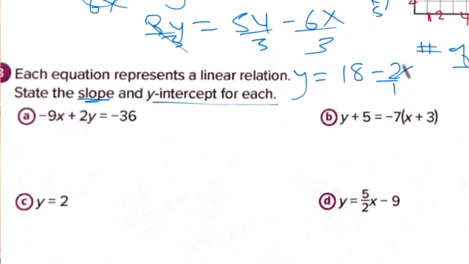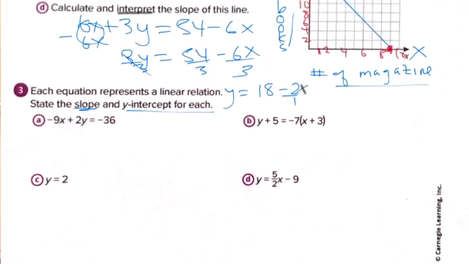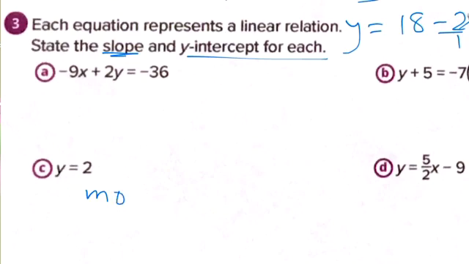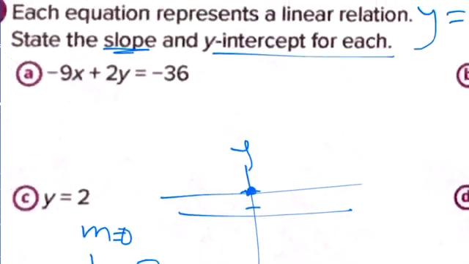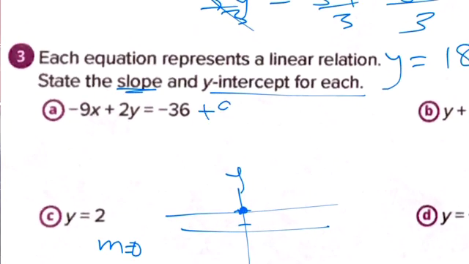Find the slope and y-intercept. Aha, this will be on your test. The slope is 0 here. M is 0. The y-intercept is 2. If you graph it, you can see that. Y is 2. This line meets at 2. And then the y-intercept is 0. Like that. Okay? So add 9x to both sides: 2y equals negative 36 plus 9x.